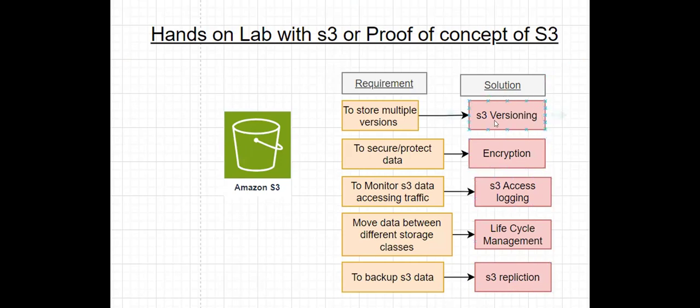That is, we enabled S3 versioning to store multiple versions, and we encrypted our data with S3 default encryption, that is the server side encryption. And we even created S3 server access logging to monitor the traffic. And we created a lifecycle management to move our data from standard class to Glacier Deep Archival after 365 days, and we even implemented this replication to back up our data.